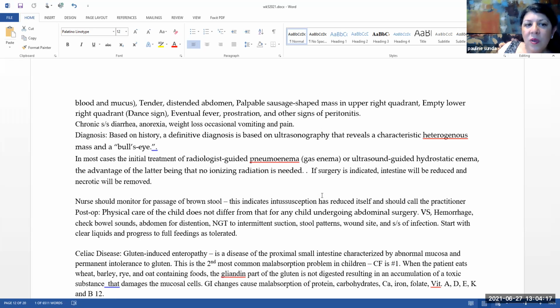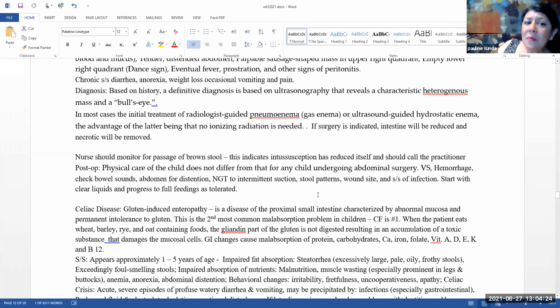Chronic signs and symptoms would include diarrhea, anorexia, weight loss, occasional vomiting, and pain. Based on the history, a definitive diagnosis is based on the ultrasonography that reveals a characteristic heterogeneous mass and a bull's eye. In most cases, the initial treatment is a radiologist-guided pneumoenema or a gas enema, or an ultrasound-guided hydrostatic enema. The advantage of the latter being that no ionizing radiation is needed.